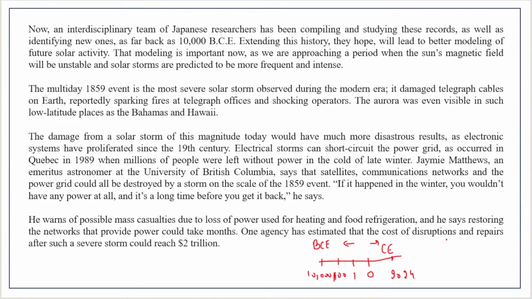Okay, the aurora was even visible in such low latitude places as the Bahamas and Hawaii. So Bahamas and Hawaii, which are considerably low in terms of latitude, वहाँ तक भी the aurora was visible in 1859. The damage from a solar storm of this magnitude today would have much more disastrous results.